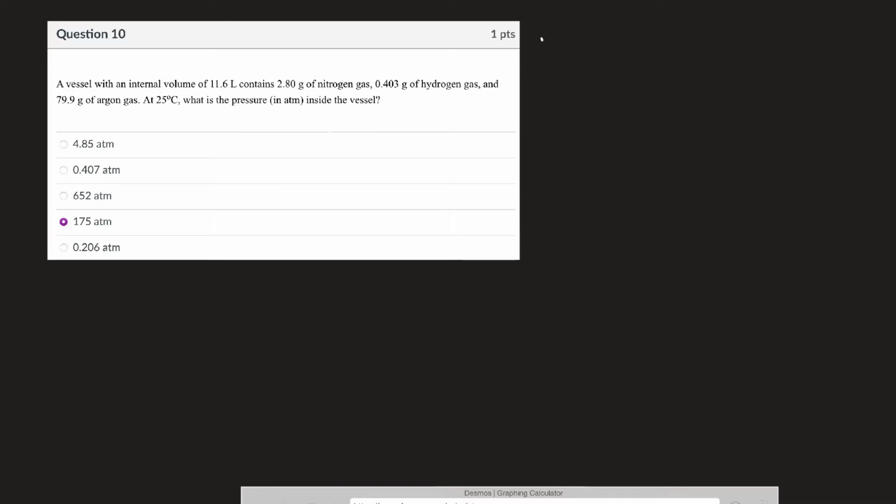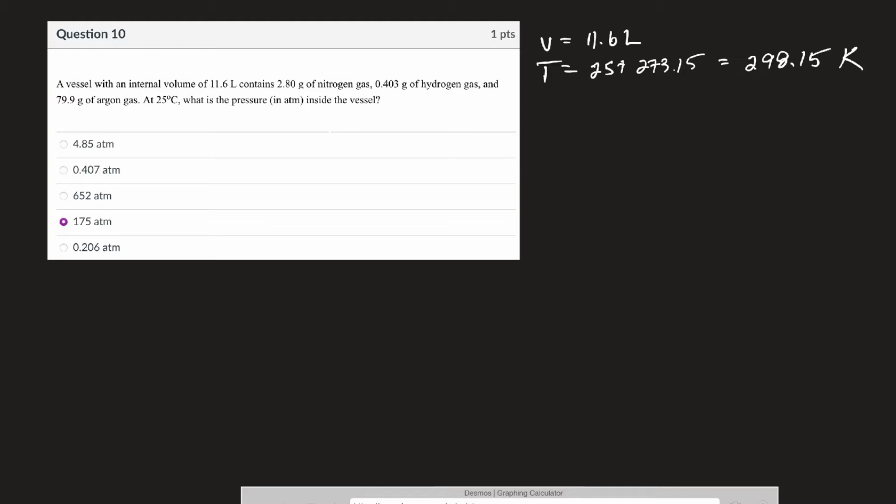A vessel has a volume of 11.6 liters, and it contains 2.8 grams of nitrogen, 0.403 grams of hydrogen, 79.9 grams of argon, and the temperature is 25 degrees Celsius. So 25 plus 273.15 gives me 298.15 Kelvin. Is that right? Yeah, I think that's right. And they ask, what's the pressure inside the vessel?